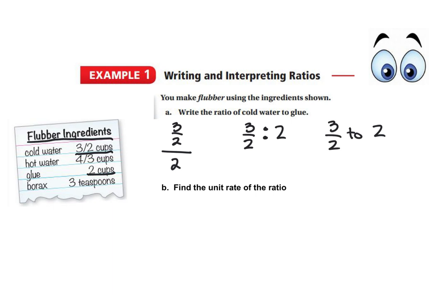B says find the unit rate of the ratio. So in that situation, we're going to want to use the complex fraction. 3/2 divided by 2 is the same as 3/2 multiplied by the reciprocal, which is 1/2. So we get 3/4.